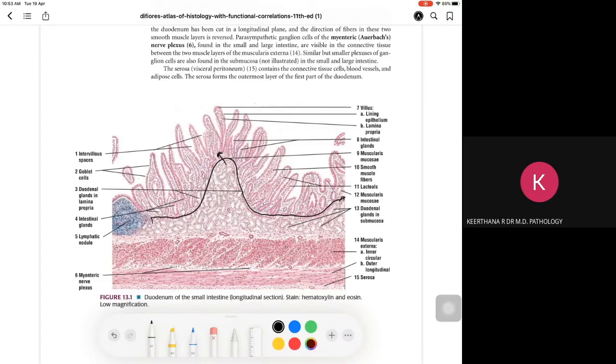You have to remember, even though we are talking about all the 4 layers, in biopsies you can see only the mucosa and submucosa. If you see in the biopsy the whole wall, what will you do? That's the critical value. You have to immediately call the surgeon.